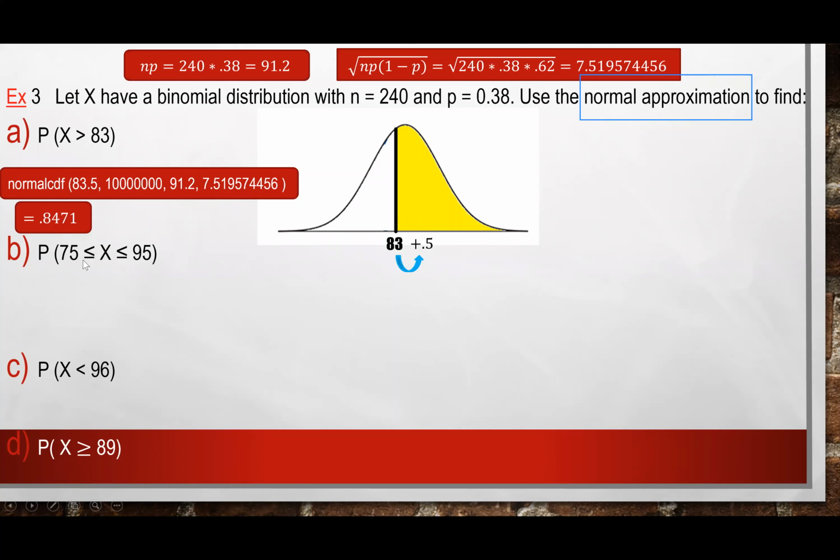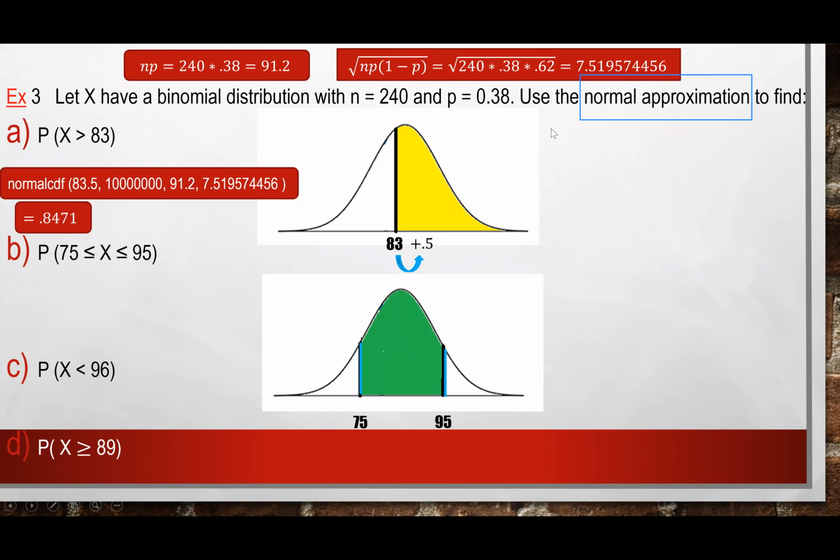And this is pretty much the same as the previous part C, which is between 75 and 95 inclusive, right? Because we have an equal sign, we include the endpoint. So we have 75 and 95, and we're looking for the area in between. Before we can type this in, we have to use the approximation, which means we have to adjust the endpoint. Do we include the 75? In this case, we do.